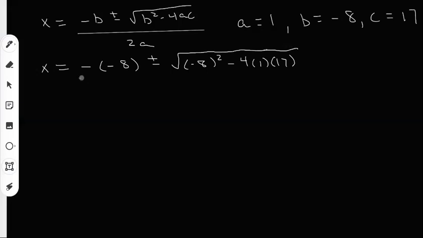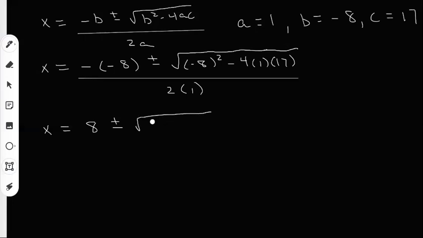And then I'm going to be dividing everything by 2 times A, which is just going to be 2 times 1. This double negative is going to give me a positive. And then under the square root, I know that this whole thing is just going to be 64 minus 68, which is going to be our discriminant, -4. And 2 times 1 is 2.